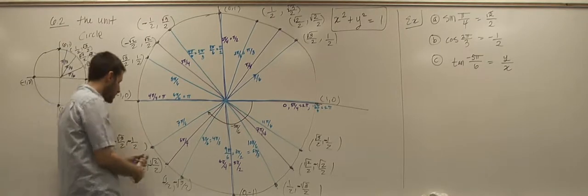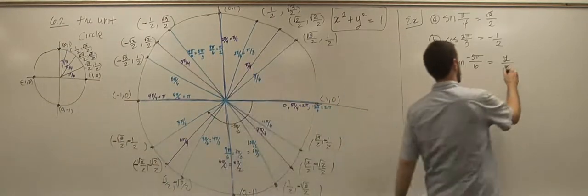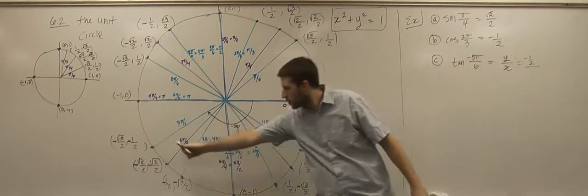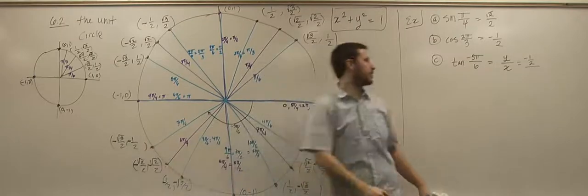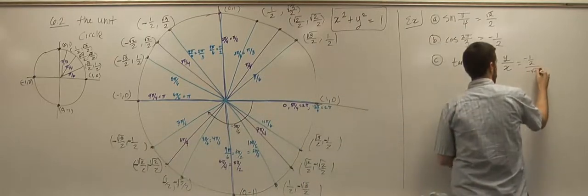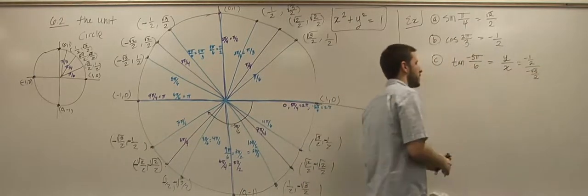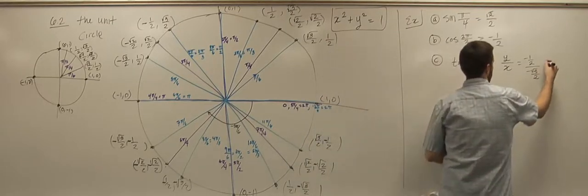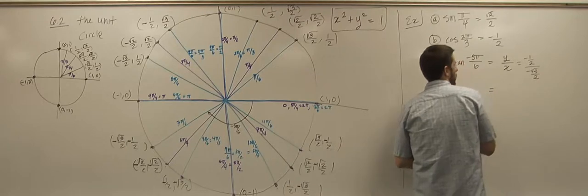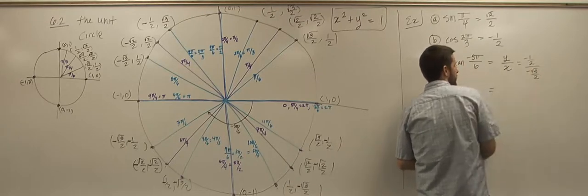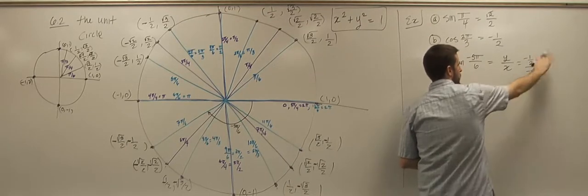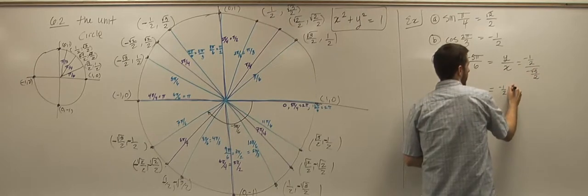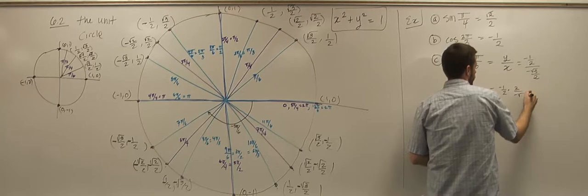Tangent is y over x. So over here in my definition, I'll put negative 1/2 over negative root 3 over 2, where y is negative 1/2 and x is negative root 3 over 2. Then I have a fraction over a fraction, which is disheartening. So I flip and multiply: negative 1/2 times 2 over negative root 3.